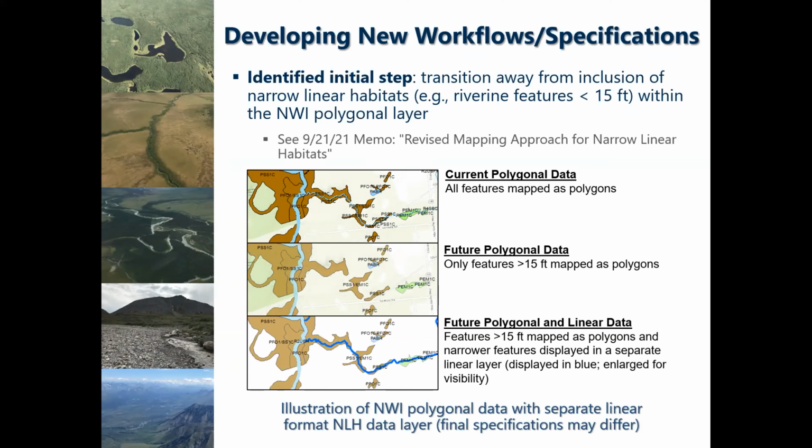We're working to transition away from the inclusion of narrow linear habitats within the NWI polygonal layer. These non-vegetated features that are less than 15 feet wide are typically streams and ditches. So instead of including these narrow linear habitats in our polygonal layer, we plan to store and provide these data in a separate linear layer, which would eventually be superseded by 3D hydrography program features.